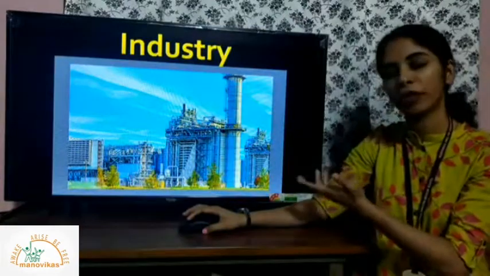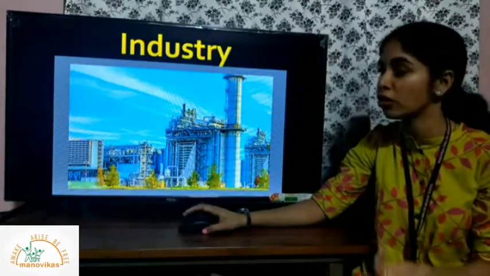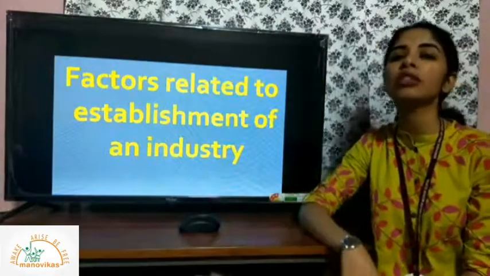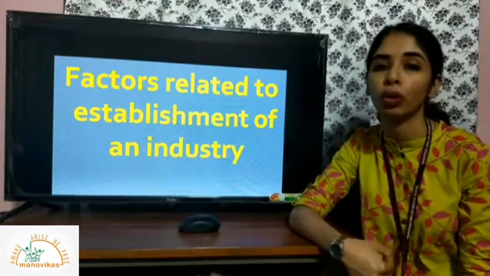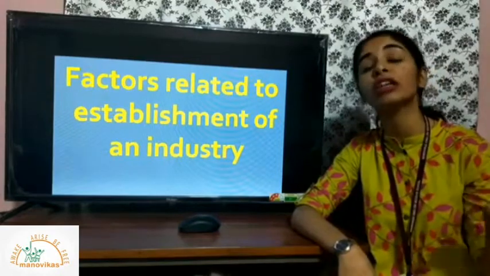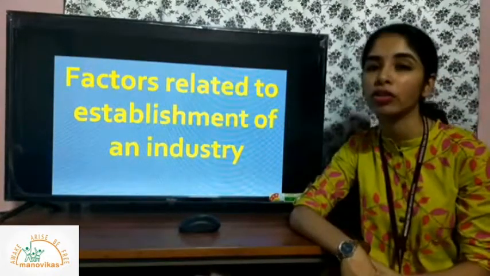Now, this picture shows what a large scale industry looks like. Industries cannot be located whenever or wherever we want. They have to be ideally placed in strategic locations only, because of these features or factors that we will discuss.